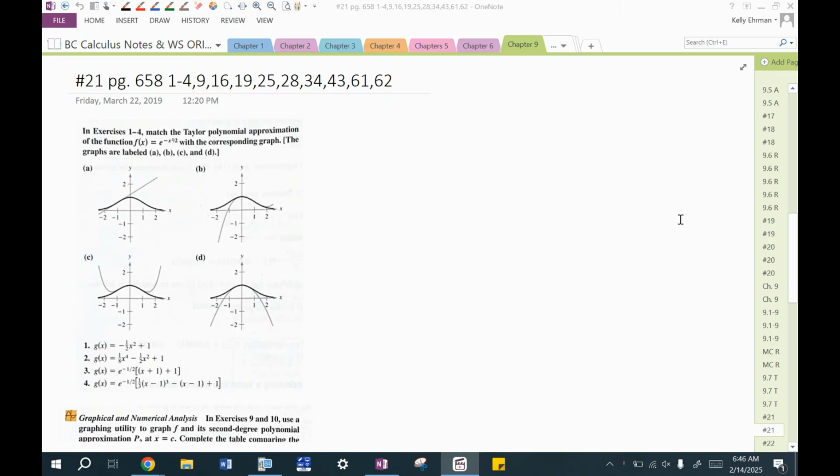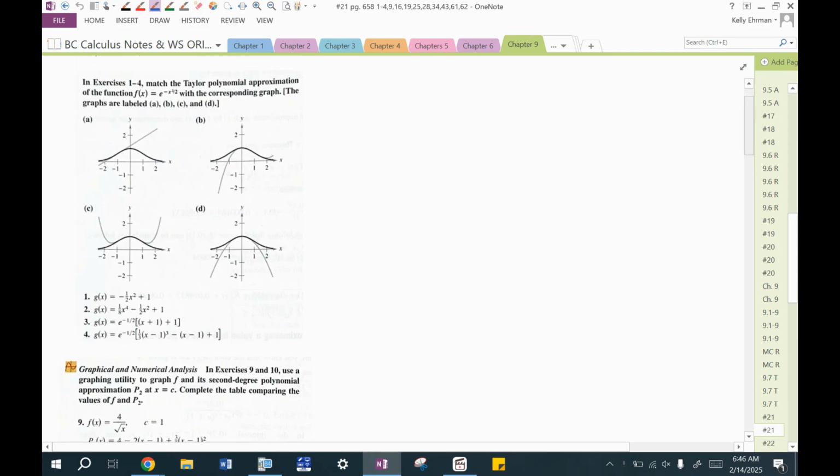All right, we are doing homework number 21. The first part of this homework is just matching, and we're supposed to match the Taylor polynomial approximation of the function e to the negative x squared over 2 with the corresponding graph.